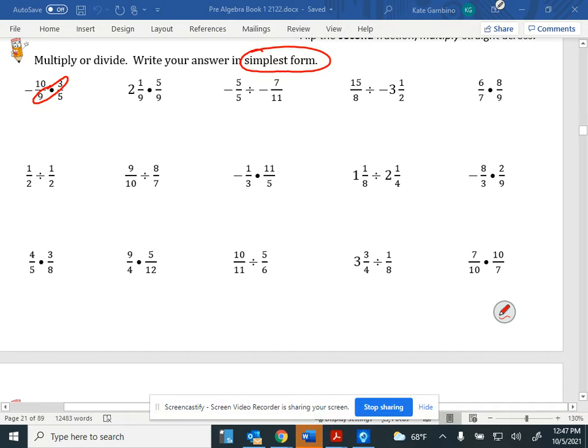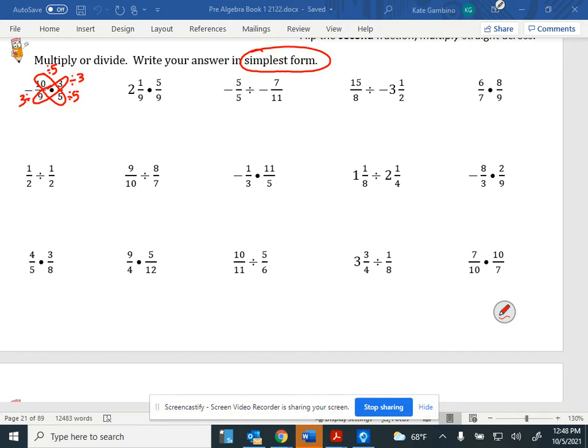If I look at that 3 and the 9, is there something I can divide out? Nathan? 3. I can divide a 3 out of both of those. What about the 10 and the 5? Is there something I can divide out, Leah? I can divide a 5 out of both of those.